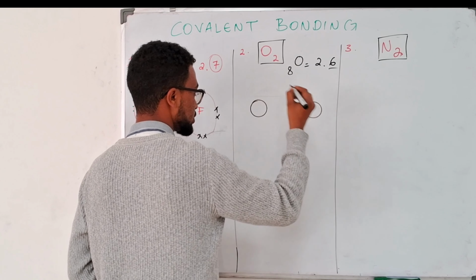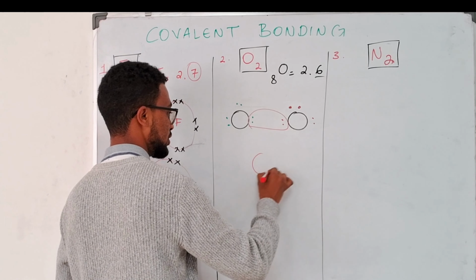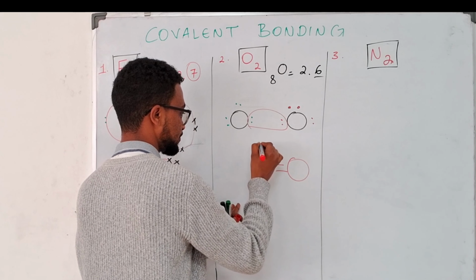Now, we have 2 oxygens here. How many electrons do we have in their outermost shells? We have 6 electrons each. 1, 2, 3, 4, 5, 6. 1, 2, 3, 4, 5, 6. So what should they do? They need to contribute 2 electrons each to share 2 pairs of electrons. Now, the new structure will be like this.